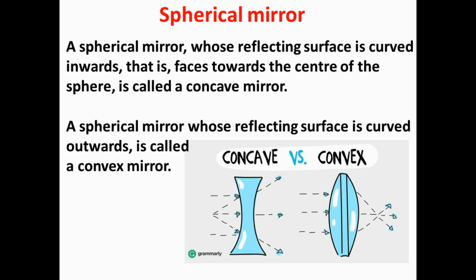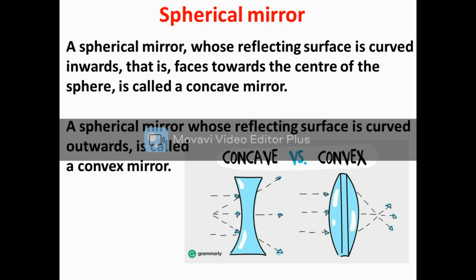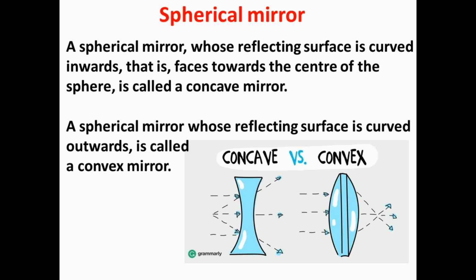From the spoon experiment, you can come to this conclusion. When the reflecting surface is curved inward, facing towards the center of the sphere, that is a concave mirror. And when the reflecting surface is curved outward, that is a convex mirror. These are the definitions for convex and concave mirrors.